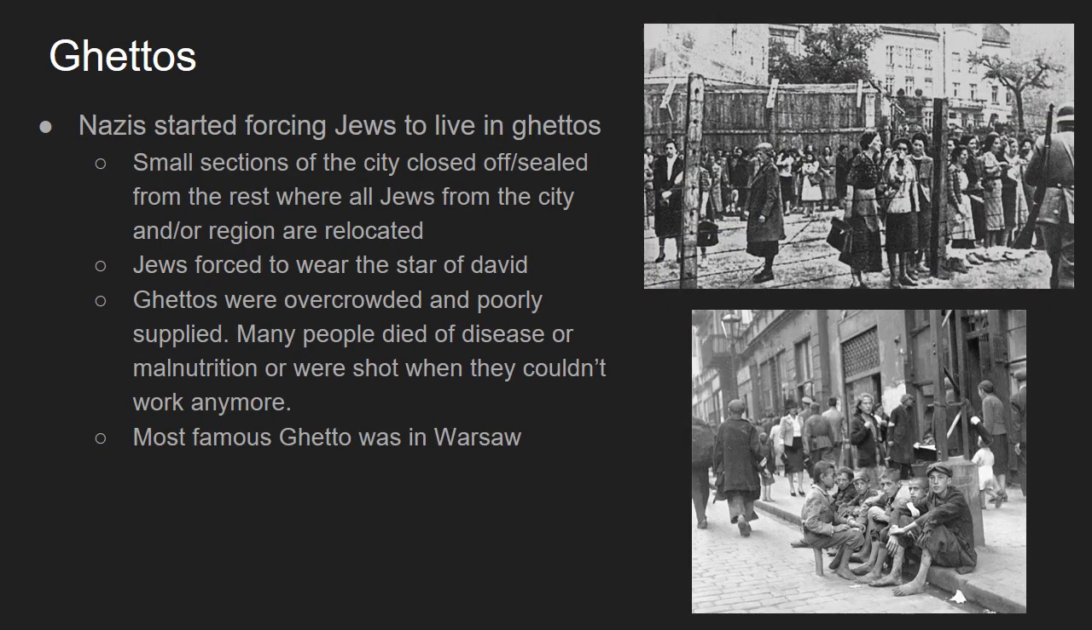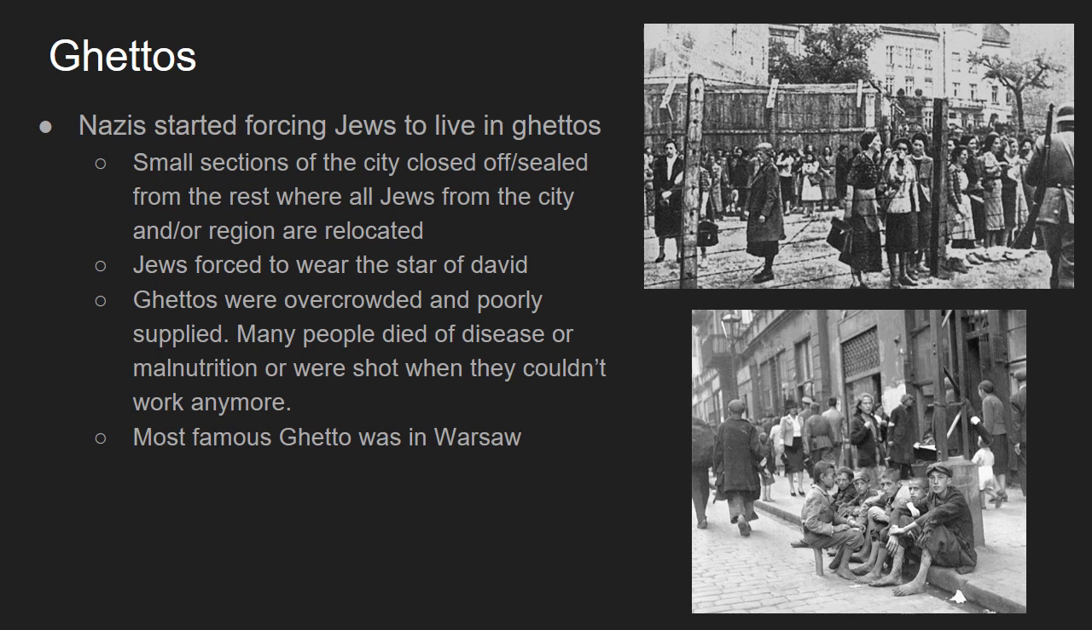One of the first things that he does after conquering Poland is to start to segregate the Jews, to separate them from the rest of society. Nazis started to force Jews to live in ghettos. These were small sections of the city that were closed off and sealed from the rest. Many Jews from the city or from the surrounding region were forcibly relocated into these ghettos.